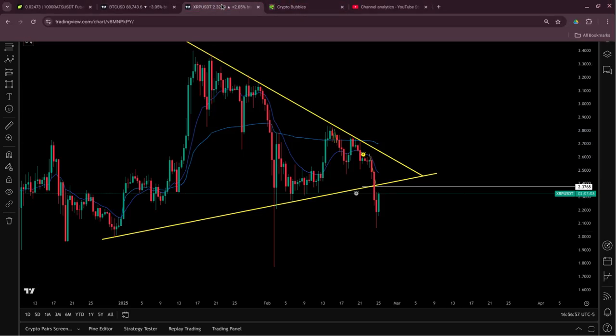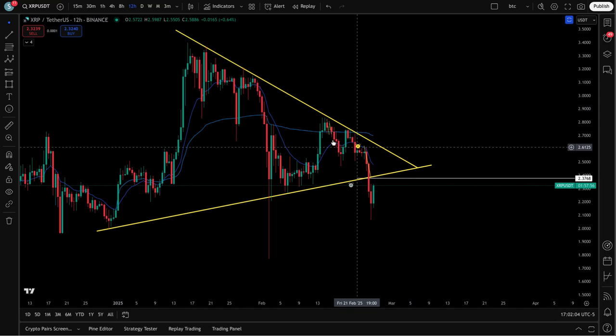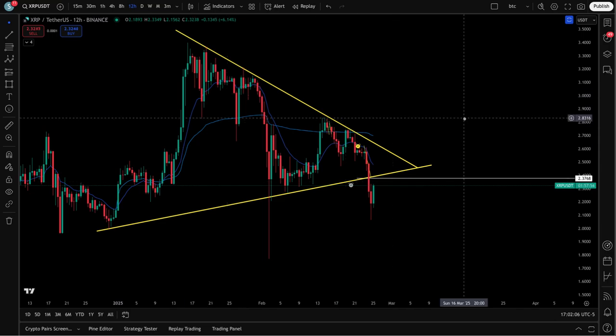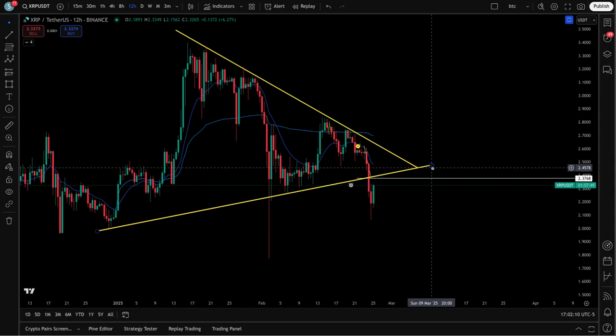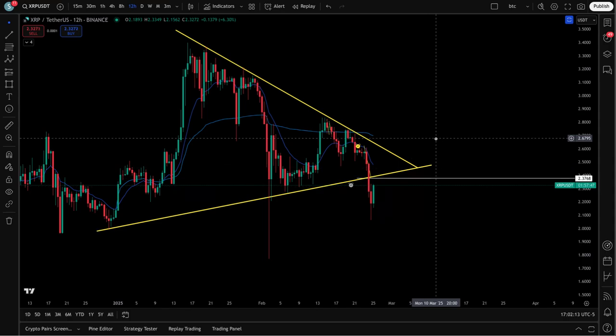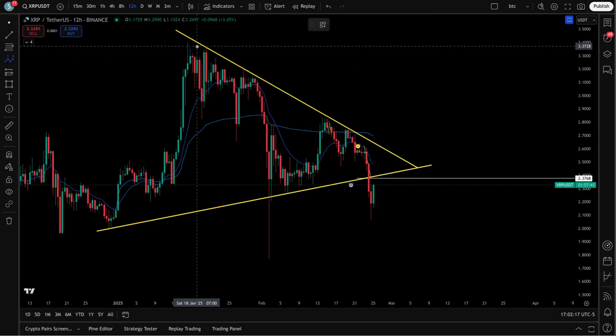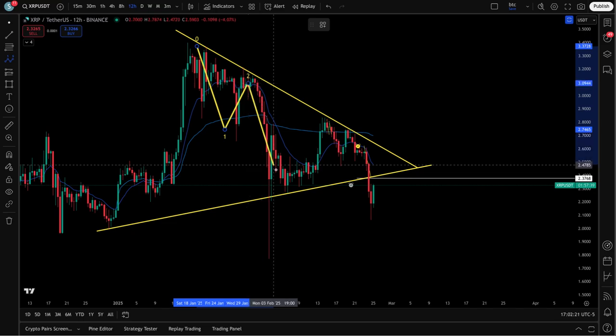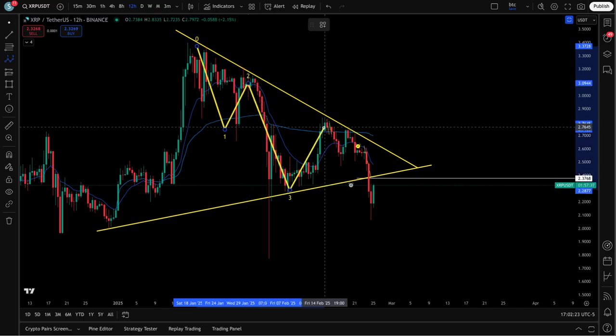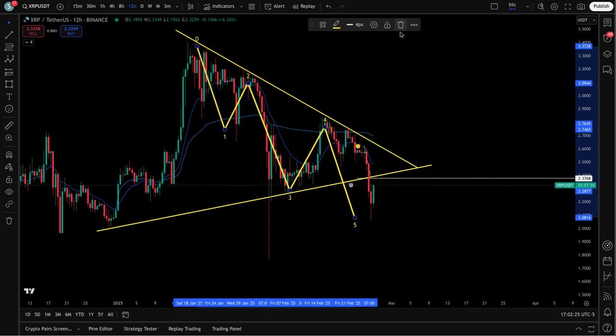Take a look at XRP. We do have this breakdown of this wedge. Is it going to fire down there any deeper than this? A fifth wave here. This is out in a 12-hour. You can see you got 1, 2, 3, 4, 5. Now is that 5 complete?